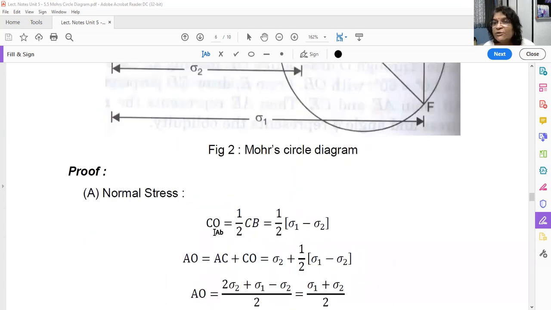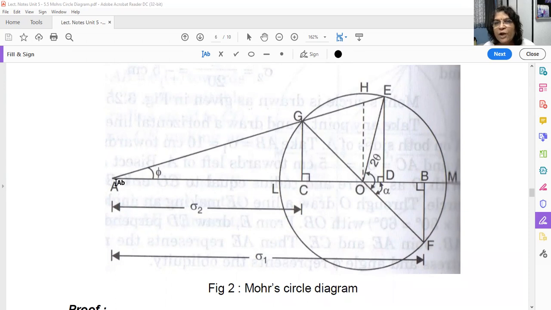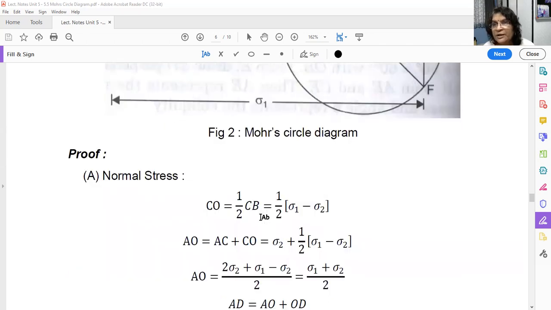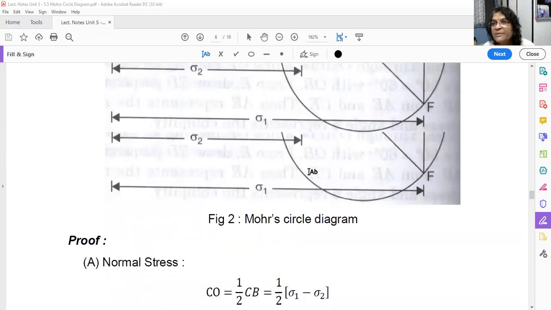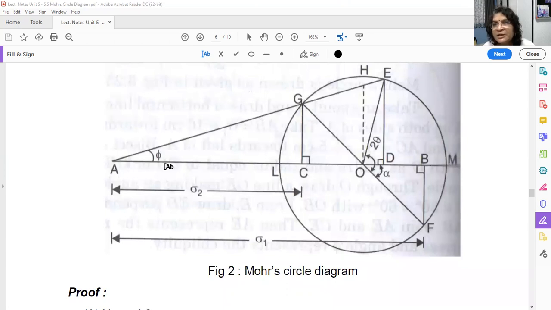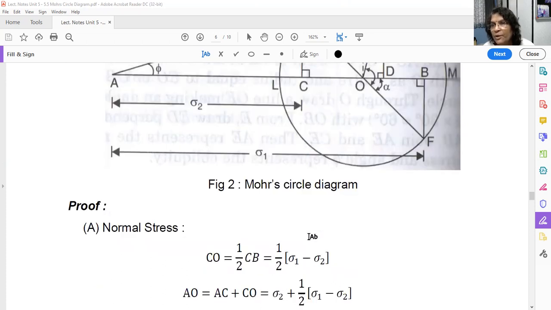So let us consider CO first. What is CO? It is 1/2 CB. You have drawn AB at sigma 1, AC at sigma 2. Now C is the center of the circle, so CO is equal to 1/2 CB. This we have written here. Now, what is CB basically? This is sigma 2, this is sigma 1. So what is CB?